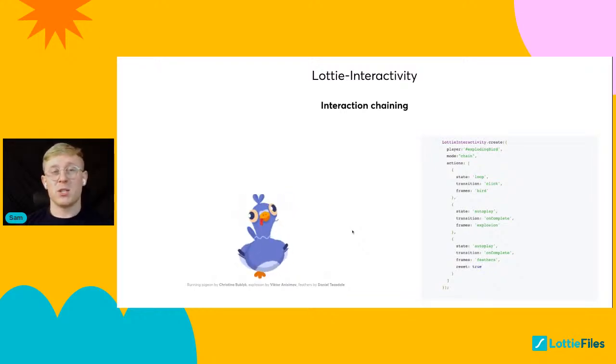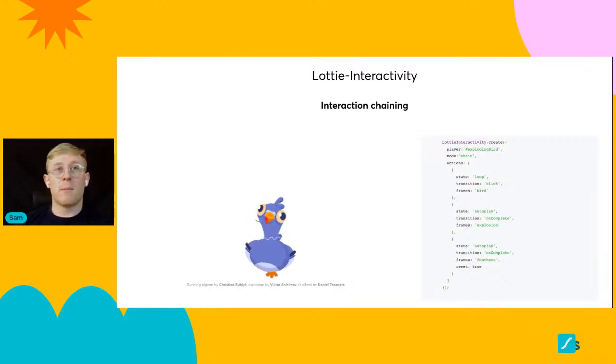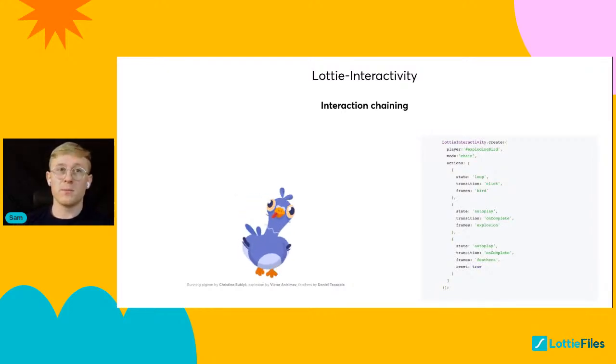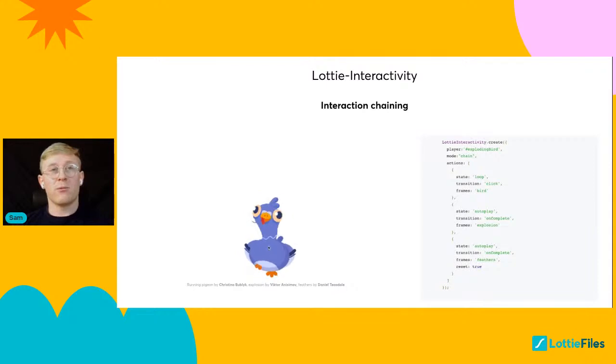So our pigeon animation here is split into 3 different parts: the bird running, the explosion, and the feathers falling. And we've split this animation up using named markers. We've actually recently released a video on how to set that up on the LottieFiles YouTube channel, so you can check that out after the live stream. But we're going from the pigeon running to the explosion via the click transition, and the explosion and feathers are playing one after the other after the segment has finished playing.